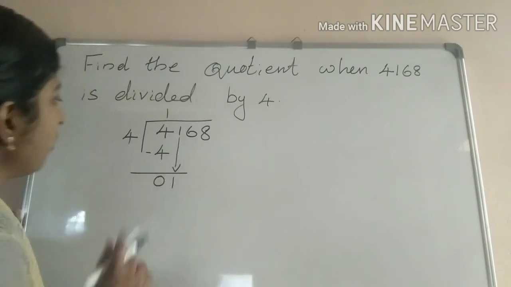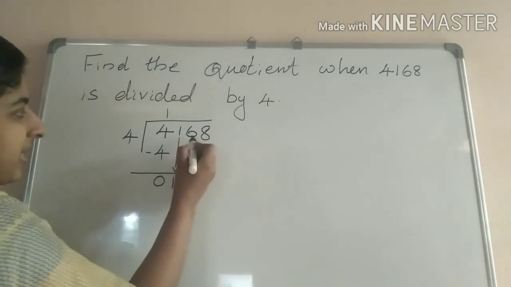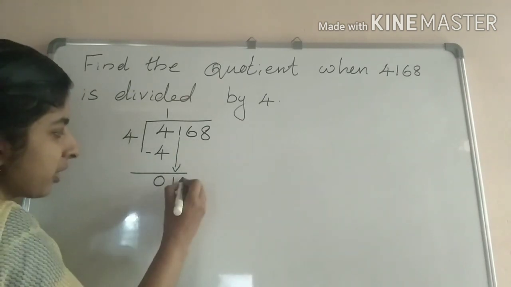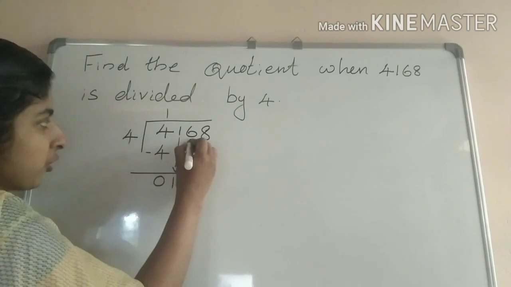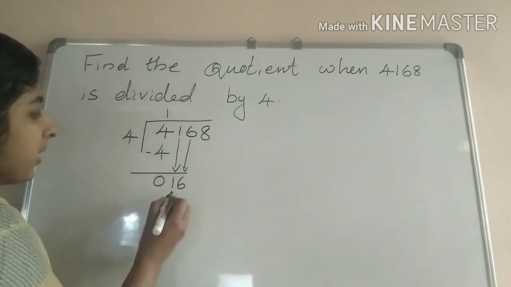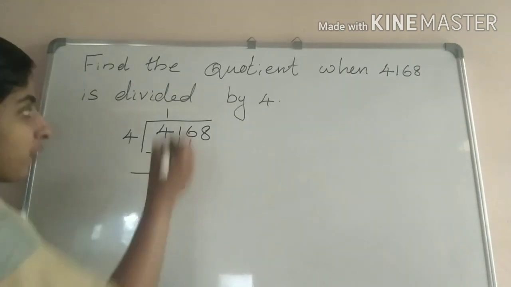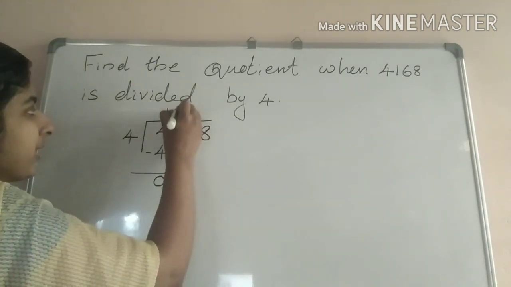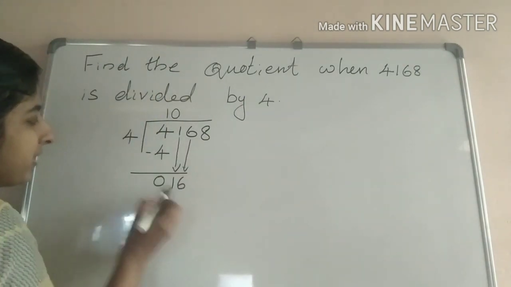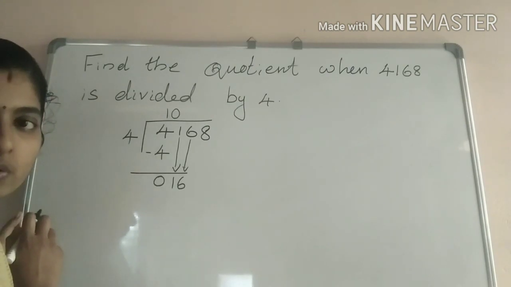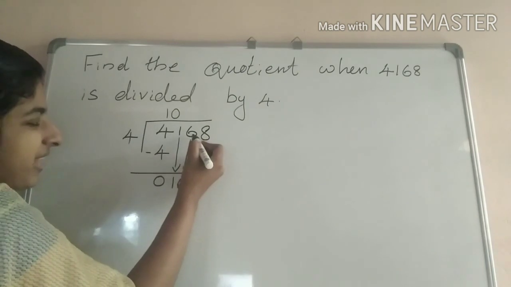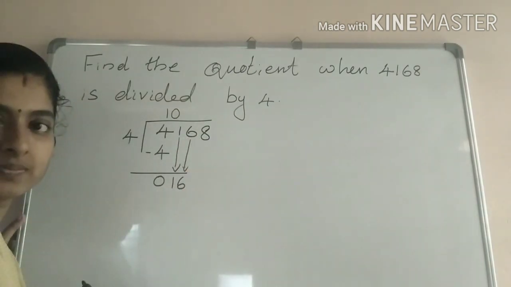No. So, we take the next number also here, that is 6 also here. So, here we take 2 digits. This 1 is not divisible by 4. So, we put a 0 in the quotient and take the next number also.